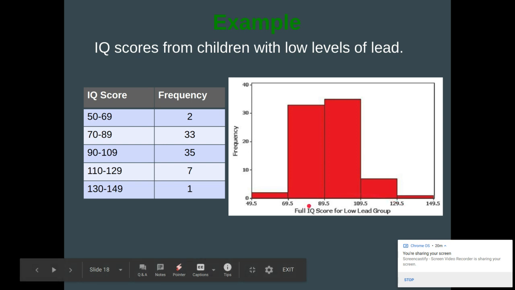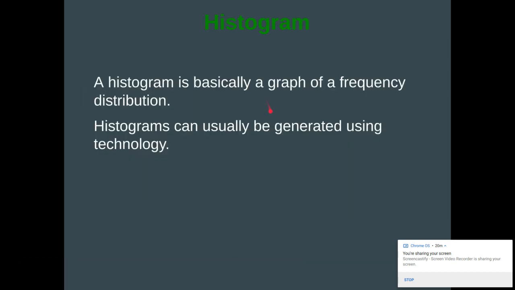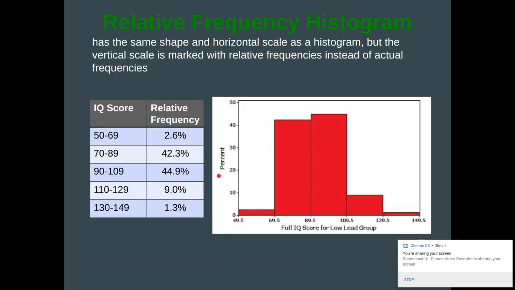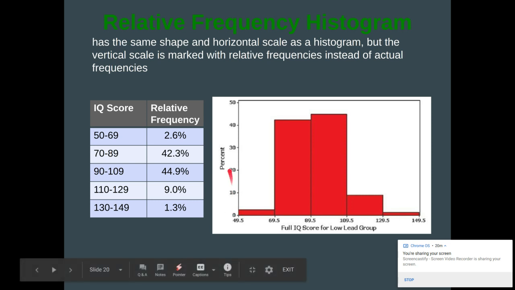Okay. The difference is our vertical axis. Here it represents frequency. It goes 10, 20, 30, 40. Here it is percent, and it is 10, 20, 30, 40, 50, because our percentages go almost up to 50. So that is the only difference in these two graphs, whether it's relative frequency or frequency histogram, is the vertical axis. Everything else is pretty much the exact same.